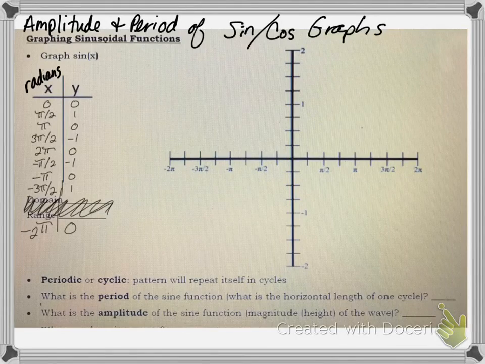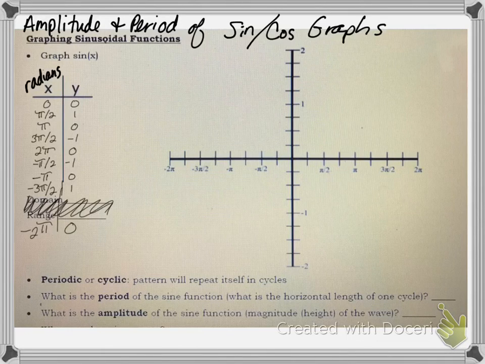In this video, we are going to look at finding the amplitude and period from sine and cosine graphs. So we are going to start by graphing a sine curve. I have the x and y table filled in for you. The x values are the radians. The x value is always going to be the angle, either in degrees or radians. We're working with radians here. The y value is the coordinate from your unit circle.